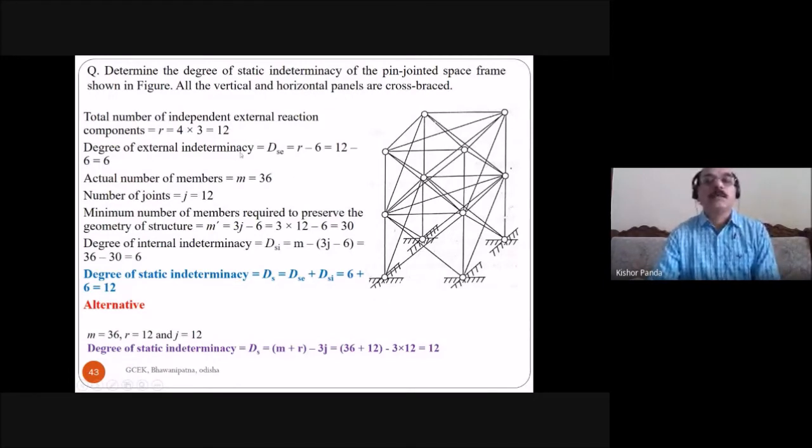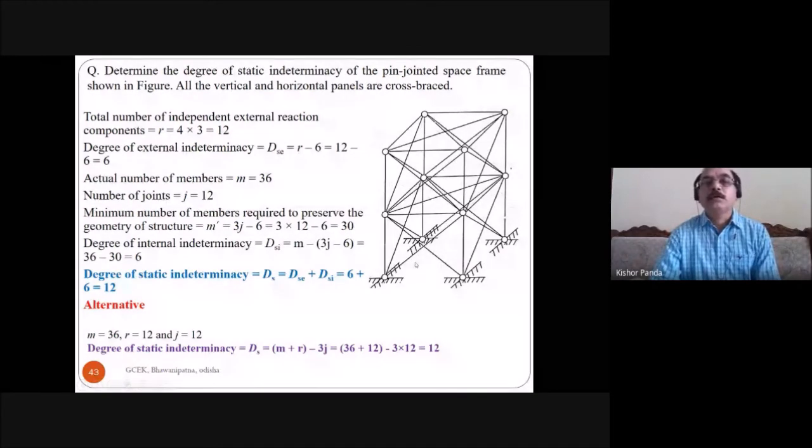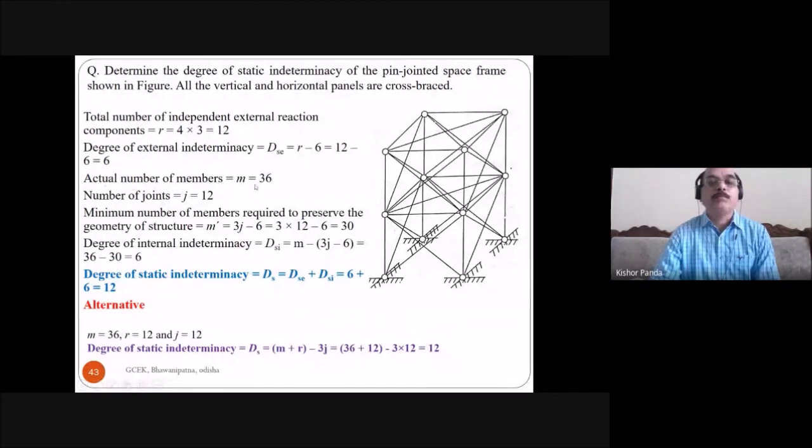Degree of external static indeterminacy is equal to DSE is equal to R minus 6, 12 minus 6. This is your 6. Then you find out the degree of internal static indeterminacy. First you find out the actual number of members. You have to count the actual number of members.